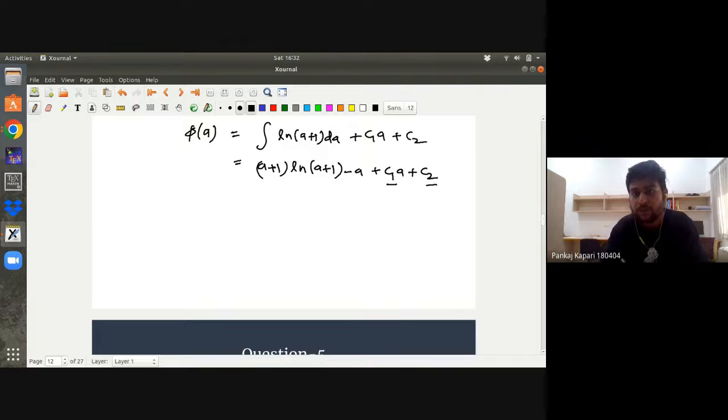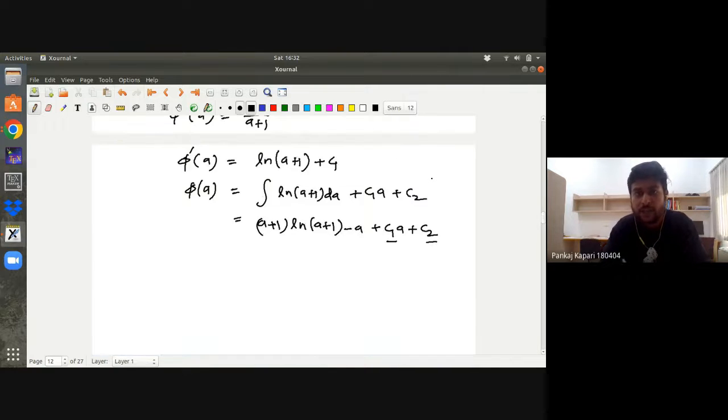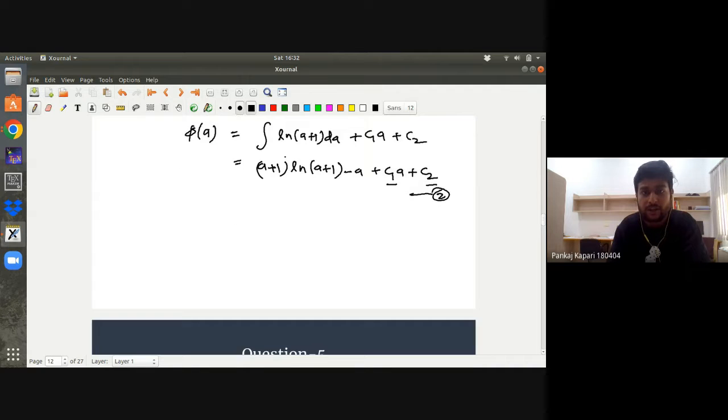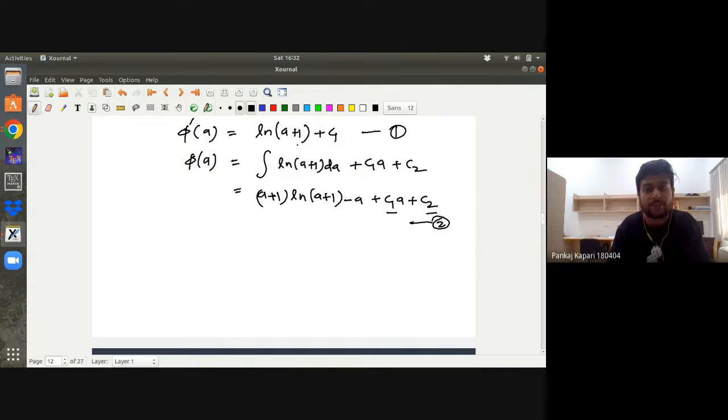So we have to determine the values of c1 and c2. Okay, how do we find the values of c1 and c2? We'll use these equations. So c1 first appears in this equation and c2 first appears in this second equation. Okay, so what we'll do, we put a equal to 0. So if you put a equal to 0 in the first equation, you will get ln of 1, which is 0.